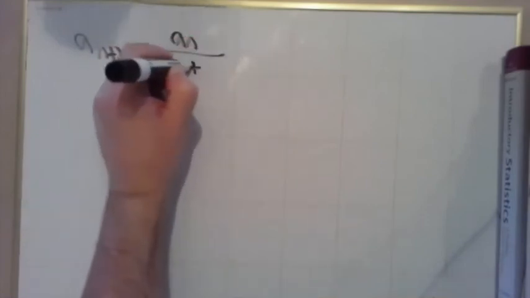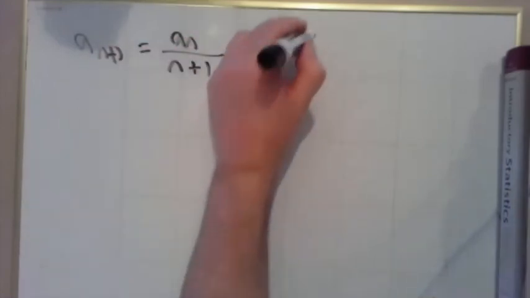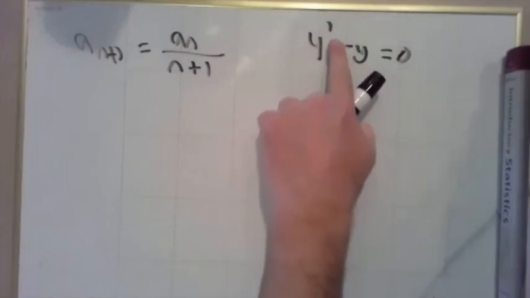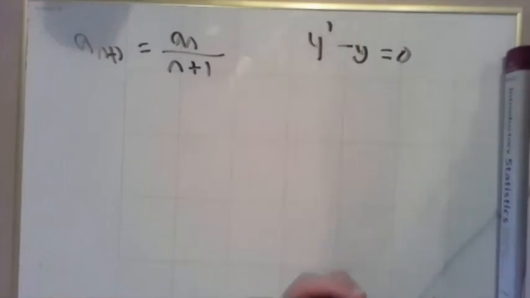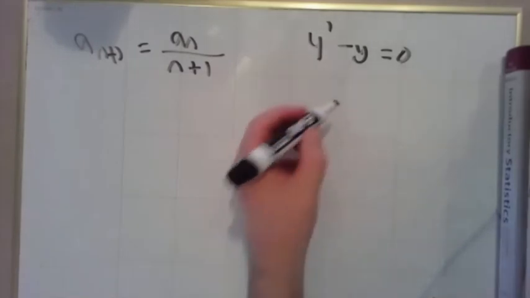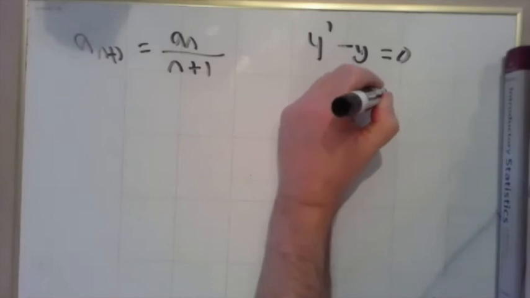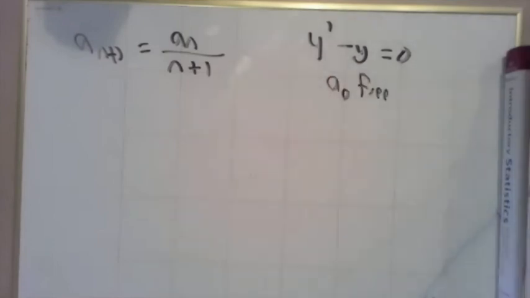So my recursive formula was a sub n plus 1 equals a sub n over n plus 1. This was a first order DE, first derivative. So your first guy is always going to be free. A0 is always free. That's going to be our constant of integration. That's like our C that we get when we integrate.